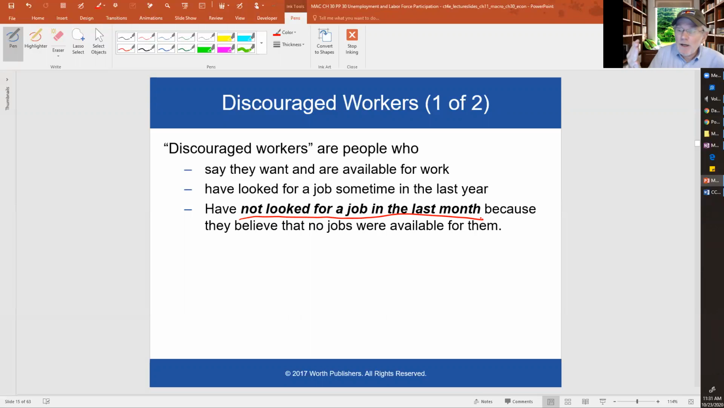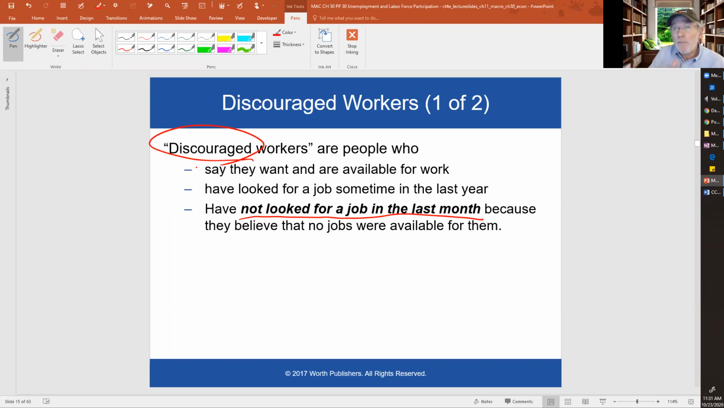So this would suggest that if they thought there were jobs, then they would be out there looking. But because they think there are no jobs, they've stopped looking. That's why they're called discouraged workers. They're interested in working, but not interested enough to go out there and be looking during the last month because they don't believe there are any jobs out there. The important thing to remember here is that discouraged workers are not counted. They're not included in the official unemployment rate.